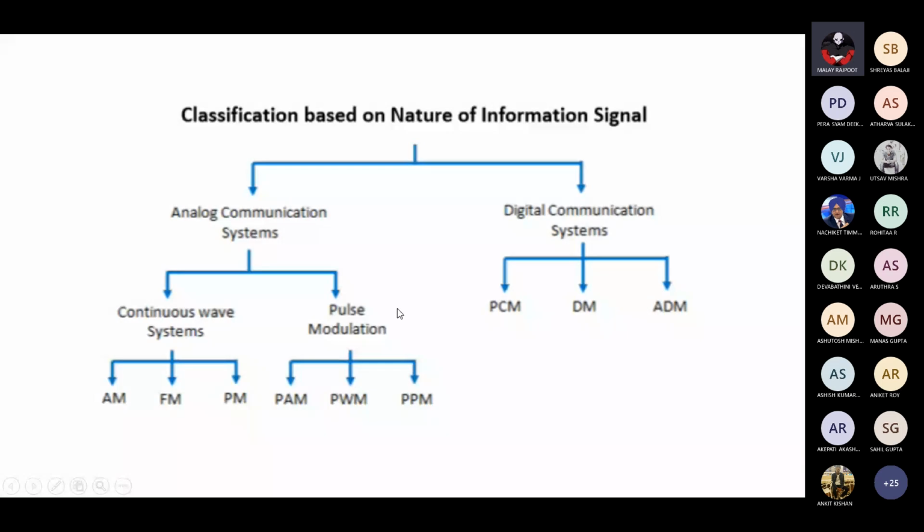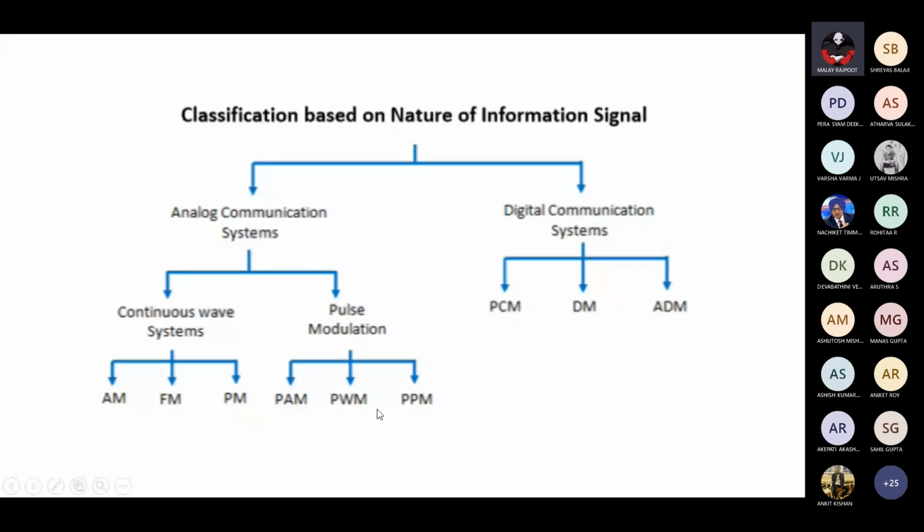In pulse modulation, we are going to use the carrier signal as a pulse. So that is called pulse modulation. So here we categorize again how we alter the carrier signal based on its amplitude or frequency or phase. So here again we classify the continuous wave system as amplitude modulation, frequency modulation, and phase modulation, based on how we are going to alter the carrier signal based on these three parameters.